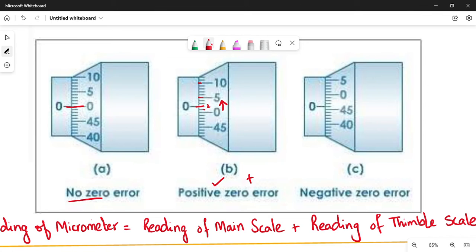And in the C part, you can see that the line of the main scale is coinciding with the number 46, and this is below the 0, like this 0, and here we are talking about this 0. So this should be your reference number, with which you will figure out whether it is a positive zero error or a negative zero error. Okay, let me now bring that picture back. Wait, just wait.